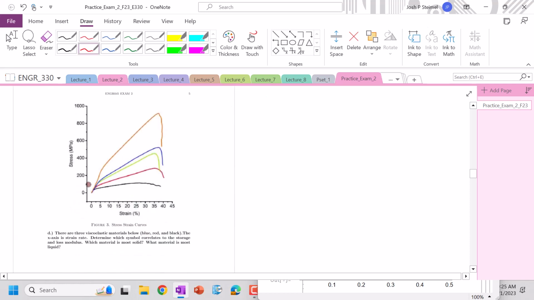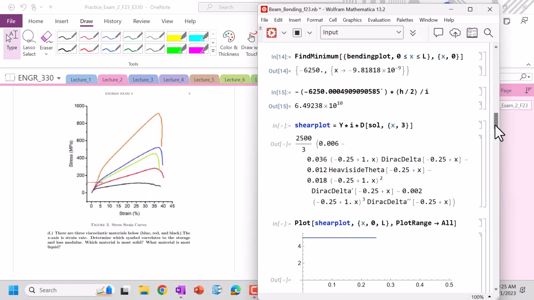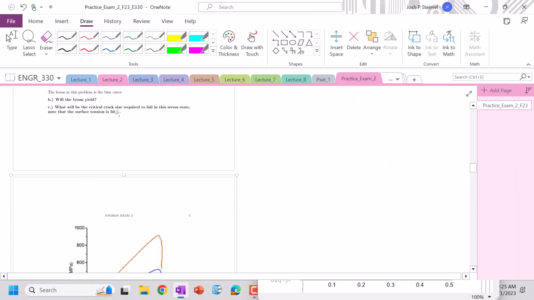Our yield strength is about, let's say, 100 megapascals. So let's look at our stress here. Oh yeah, we are definitely yielding. So it will indeed yield for sure.